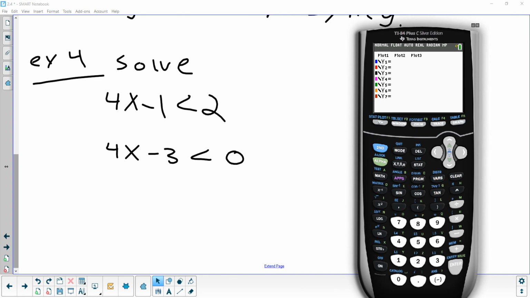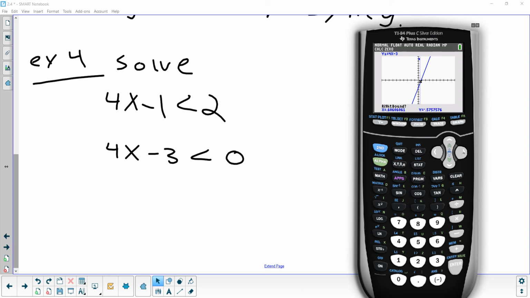So let's type in 4x minus 3, and let's do zoom 6. Now we're looking for where that graph is less than 0. First, I'm going to calculate where it's exactly 0. Second, calc 0.